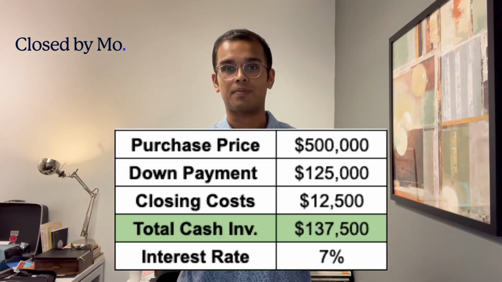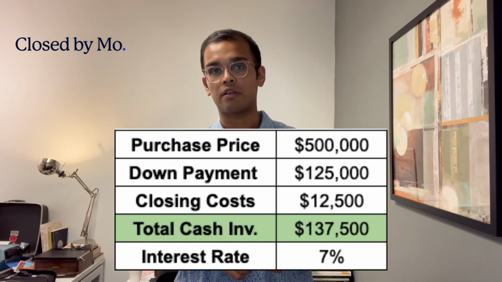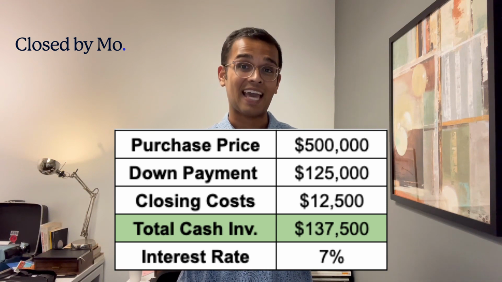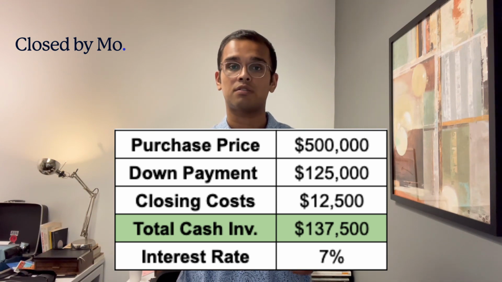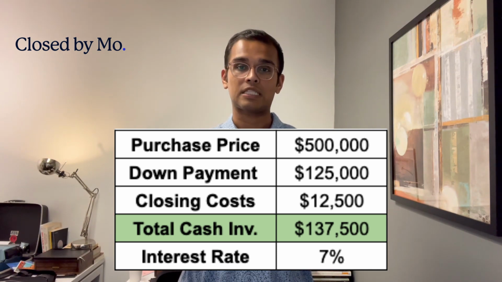Now take a look at the purchase price. $500,000 purchase price with a 25% down payment, so you're at $125,000, and you have closing costs of around 2.5%. So all in, the amount of cash you've invested is $137,500. That's the amount that you're going to be paying out of your pocket. And with an interest rate of 7%, let's take a look at what the overall expenses are playing out.